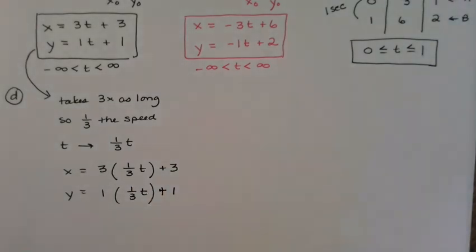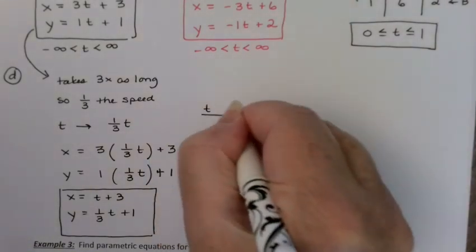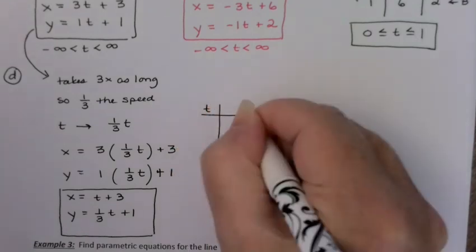And so my equations just become x equals t plus 3, and y equals 1/3 t plus 1. I left myself a little space because I'm going to add a restriction for t there. But let's just check and make sure this does what we expected it to do. I'll make our table of values here.